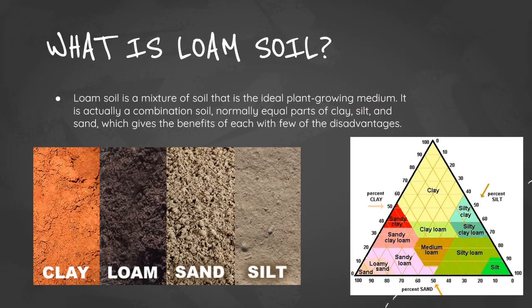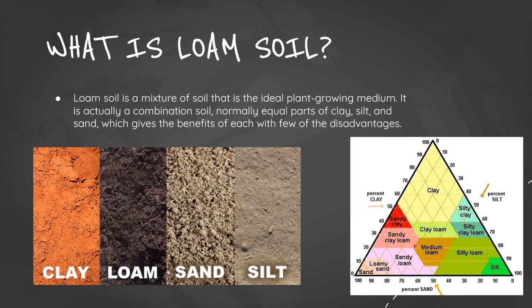So loam soil is actually a mixture of soil that is ideal for plant growing. It's a combination soil, meaning it's a combination of different types of soil, particularly clay, silt, and sand. And this gives the benefits of each with few of the disadvantages. We're just going to use right here as an example.